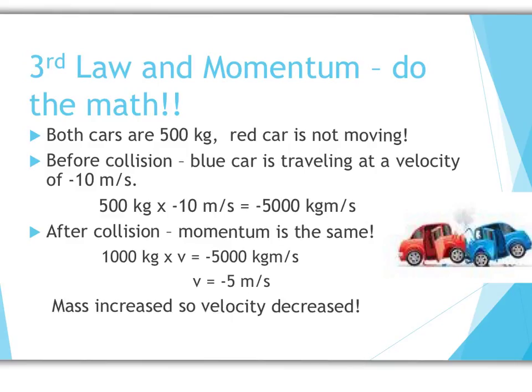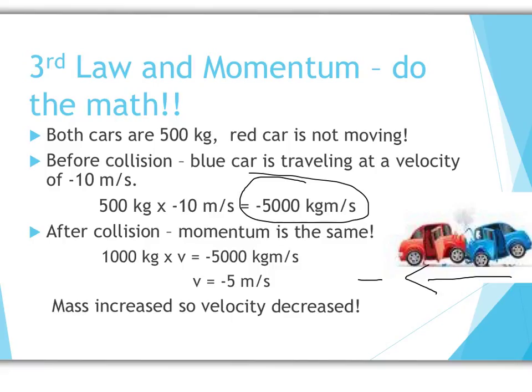Alright, so let's do that math. We've got those two cars, and let's say they both have a mass of 500 kilograms, and the red car's not moving. Before the collision, the blue car has a velocity of -10 meters per second. The reason I say it's negative is because the blue car is going to the left, which we generally think of as the negative direction. So if we find the momentum of the blue car, we go 500 times -10, so we get -5,000 kg m/s. Remember, kg m/s are the units for momentum.